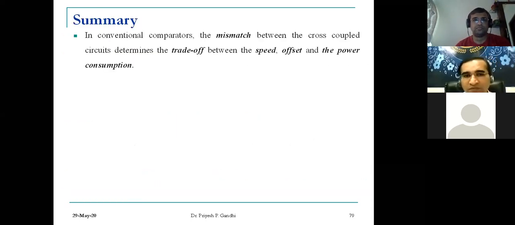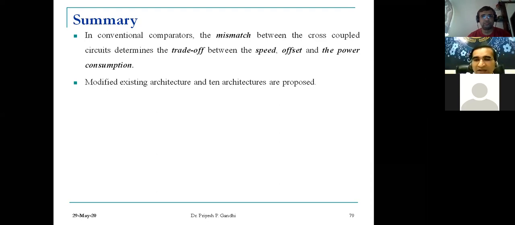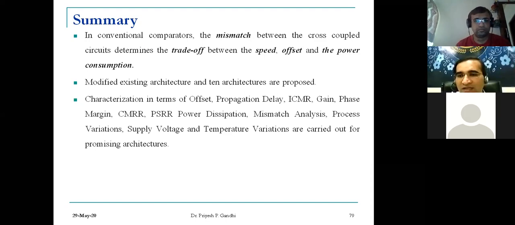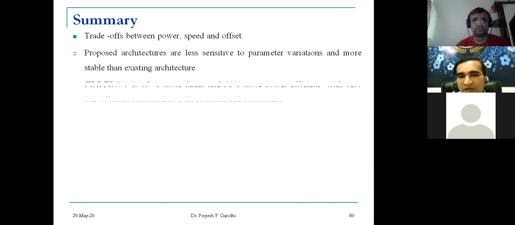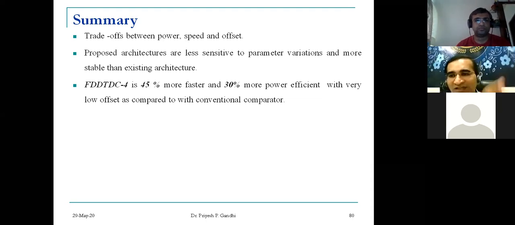So in summary, in conventional comparators, the mismatch between the cross-coupled circuit determines the trade-off between speed, offset, and power consumption. We modified the existing architecture and proposed 10 architectures. All 10 architectures have been characterized for propagation delay, ICMR, gain, phase margin, supply voltage, mismatch analysis, process variation, supply voltage variation, and temperature variation, and from that we found the promising architecture. So ultimately we have seen that previous to this design there was a single concept, that is either you go by differential comparator or you go by double tail.